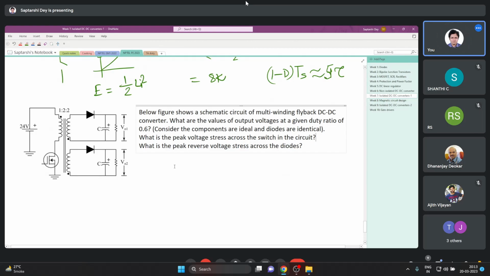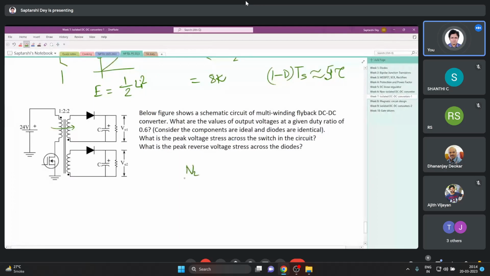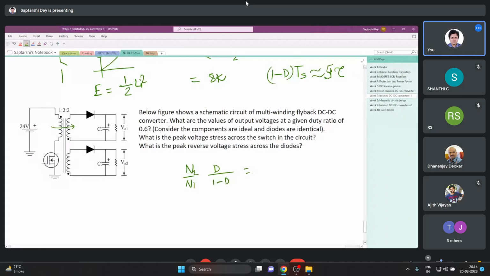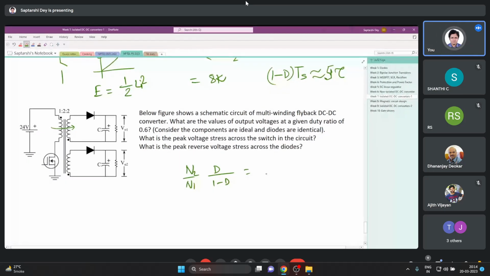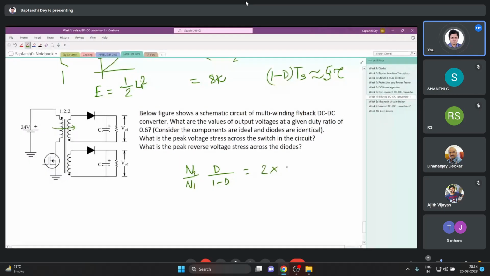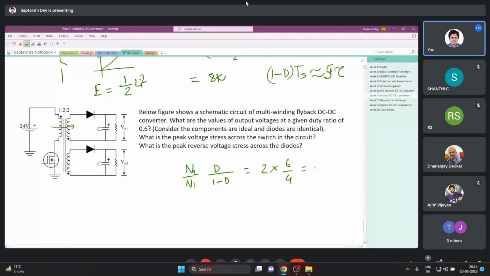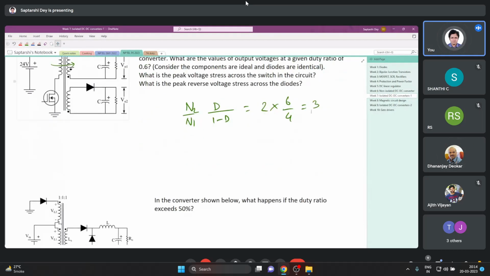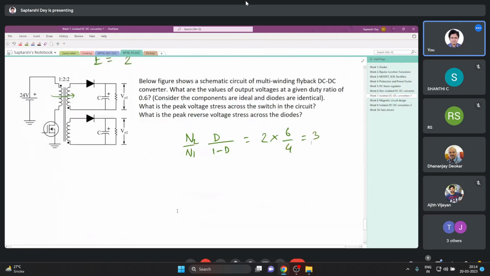Okay, so output voltage we know, right? It doesn't matter how many are here. Output voltage we can just calculate by N2 by N1 times D by 1 minus D. N2 by N1 divided by 2 times D, 0.6 by 0.4, so 3 times, 3 times 24 because of 72 volt.